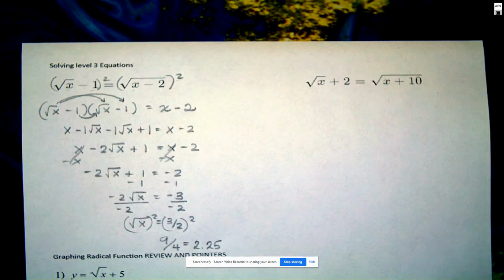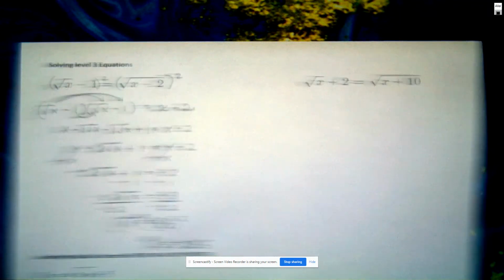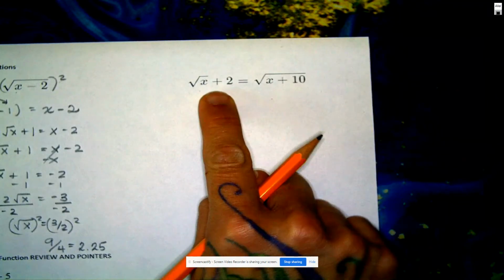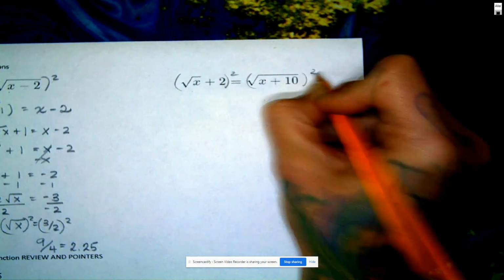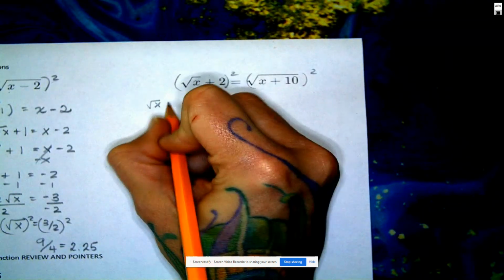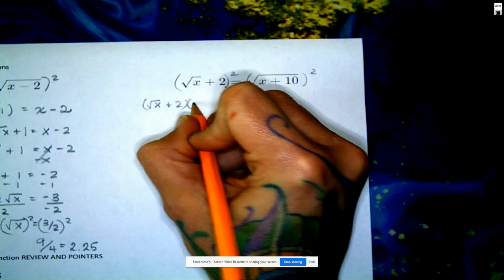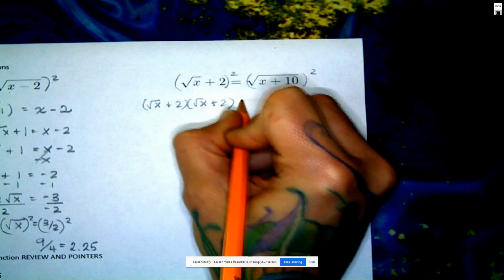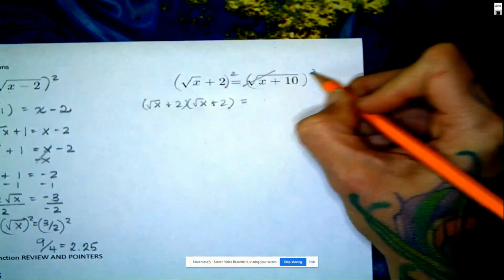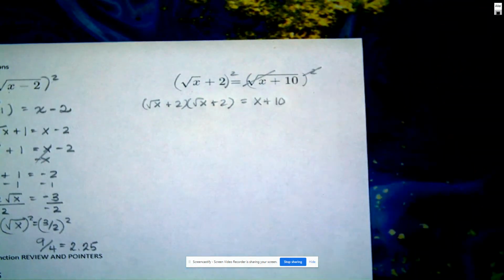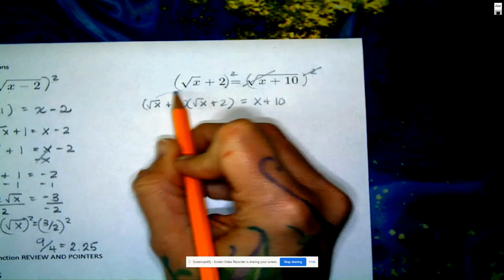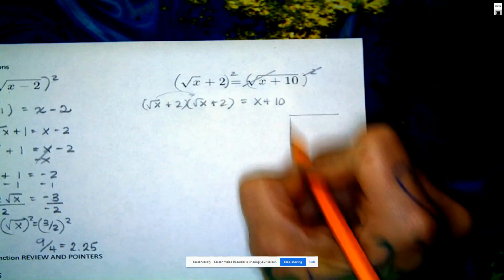All right, we're going to do it again, but this time it's a positive 2. So we're going to square both sides, which means I have the square root of x plus 2 times the square root of x plus 2 equals, this is one big square root bar, so that's all gone, x plus 10. This is the pretty side. Now we're going to distribute, or you can use your box method. If we want to do the box method, I'll show you it too.